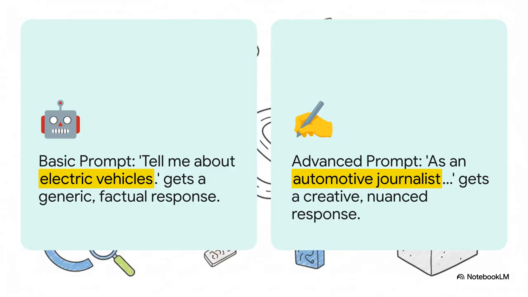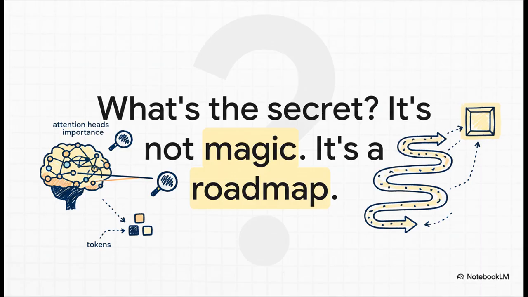Just look at this. The difference is night and day, right? On the left, you get what's basically a Wikipedia entry. Dry, factual. On the right, you get a story, something with nuance. So what's the secret sauce? It's not just about asking a better question. It's about giving way, way better directions. And that's the thing. It's not magic.